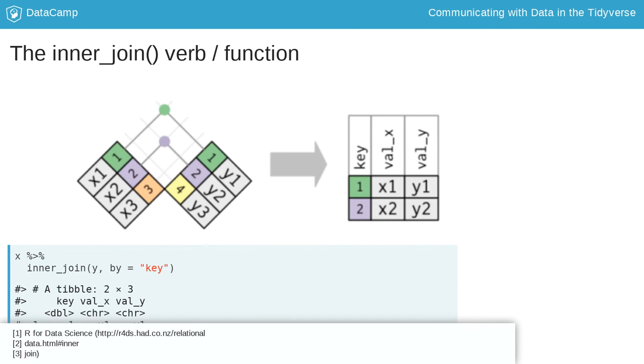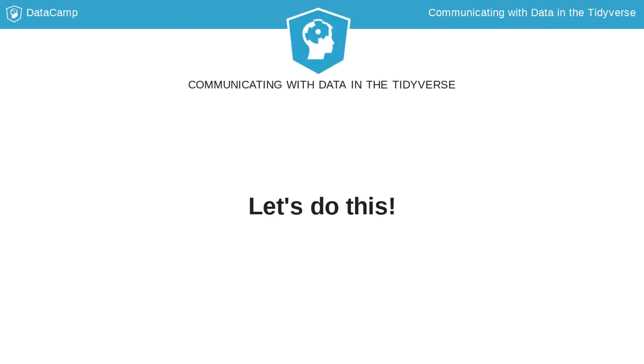Look at the example here. Only rows 1 and 2 are retained because their keys exist in both data frames. Now let's try this out and use the inner join function to match both working hours and hourly compensation for each country and year.